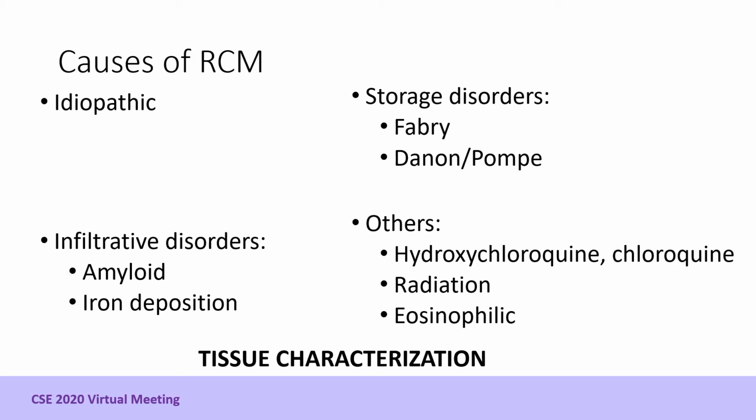Tissue characterization can help us distinguish between some of these secondary causes of restrictive cardiomyopathy. So our multimodality imaging approach will focus on techniques that allow us to characterize the myocardial tissue.